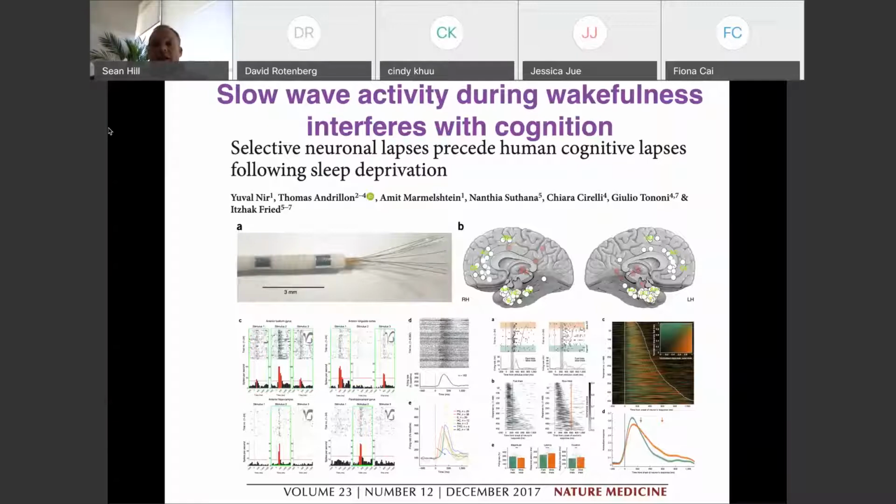So if any of you have ever been sleep deprived, I suspect all of you have been at one point or another, and you feel like some part of your brain isn't quite awake. Well, in fact, it seems that there are local regions of your brain that can be producing this slow wave activity, which is effectively local sleep that is interfering with the communication between different areas of your brain, and therefore your cognition.